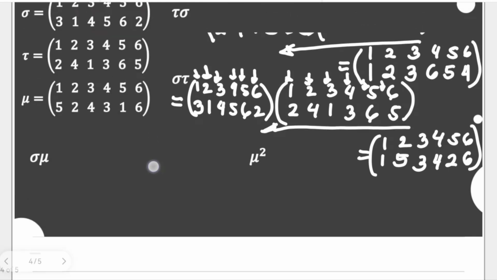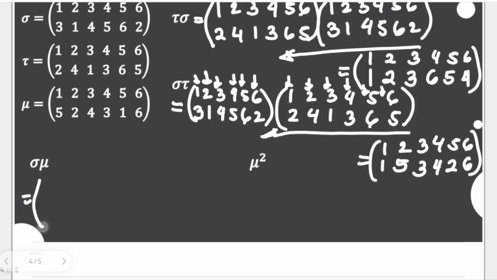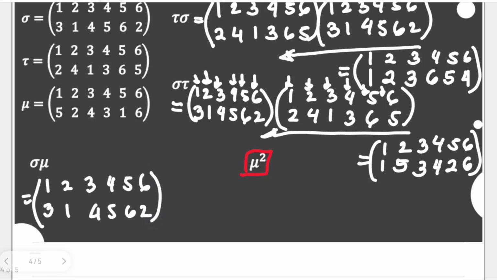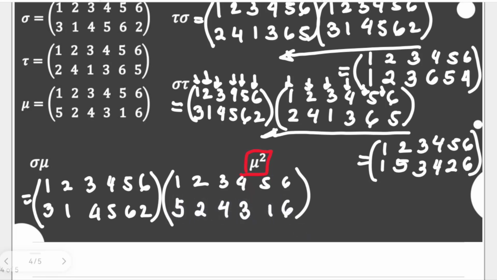Let me go here for the second to the last. This is sigma mu, the product with your mu. Your sigma is 3, 1, 4, 5, 6, and 2. Your mu, 1, 2, 3, 4, 5, and 6 is mapped to 5, 2, 4, 3, 1, and 6.